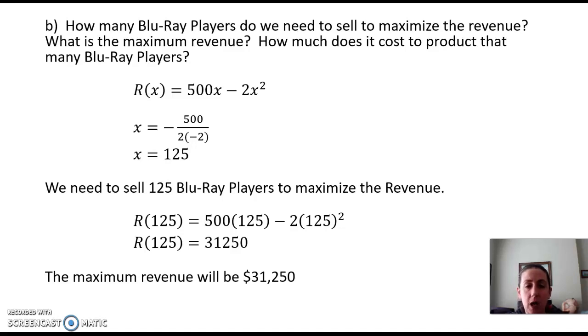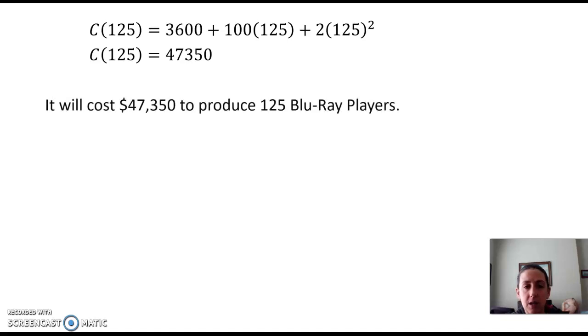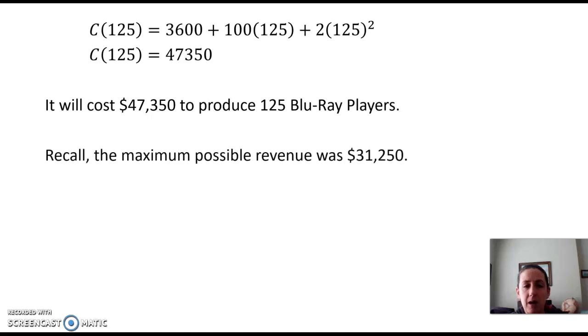Let's go back to our cost equation and plug in 125, and we get $47,350. So it's going to cost us $47,000 to make the 125 Blu-ray players, but our maximum revenue is only going to be $31,000. So the idea behind this, to use these functions, is kind of a predictor.